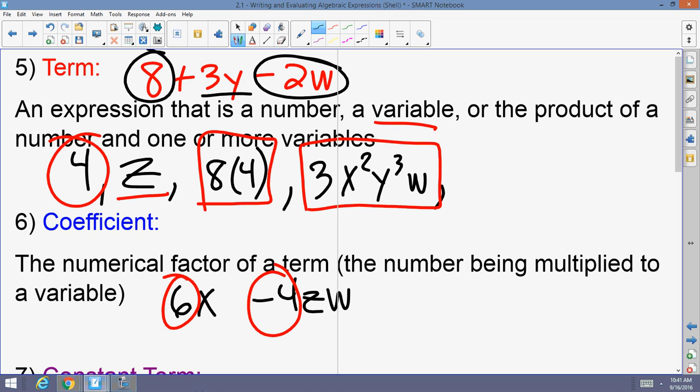Yes, coefficients are numbers in front. Sometimes people write things like this. That is wrong. That's not the proper way to write math. An exponent is not a coefficient because an exponent is not in front of the number. An exponent is up here. We're going to talk about exponents.